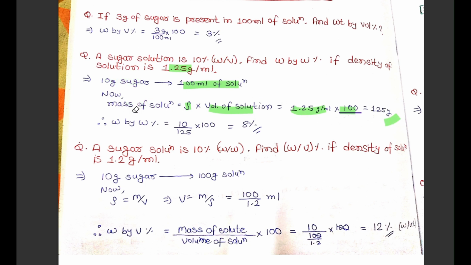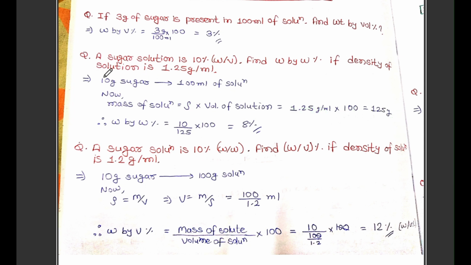Now weight by weight percent is easy to find, that is weight of the solute, that is 10 gram, upon weight of the solution, that is 125 gram. So the final weight by weight percent is equals to 10 upon 125 into 100 is equals to 8%.